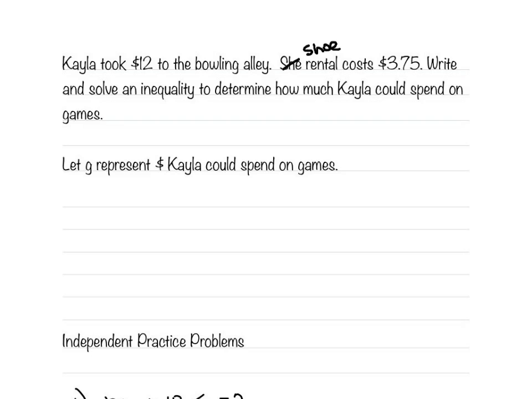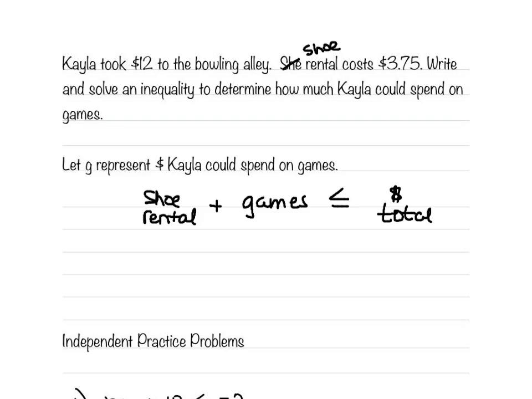So let's think about this. When you go bowling, you have to pay for two things. You have to pay for your shoe rental plus the games that you're going to play. And that must be less than or equal to the total amount of money that you brought with you. You can't spend more than you have.